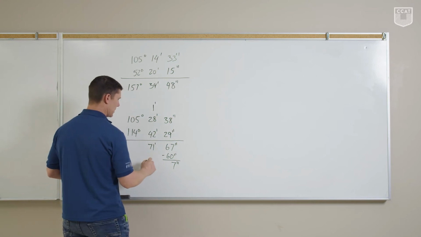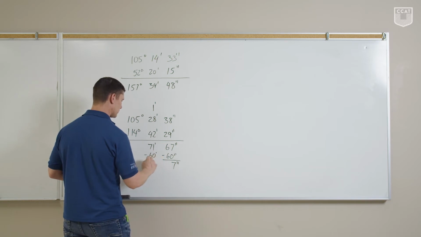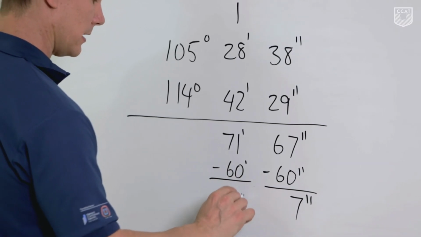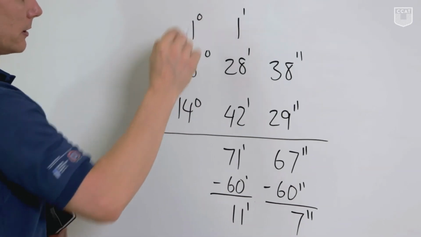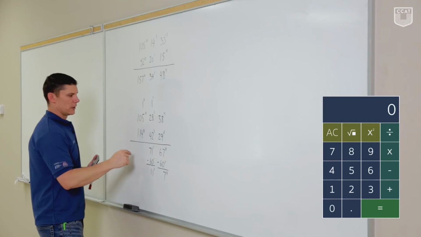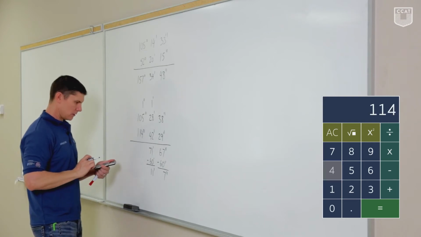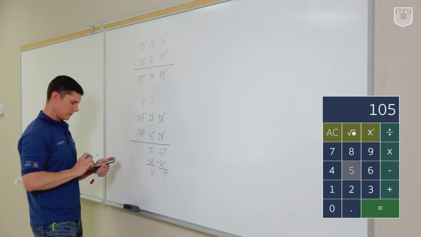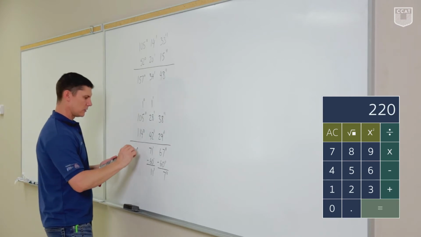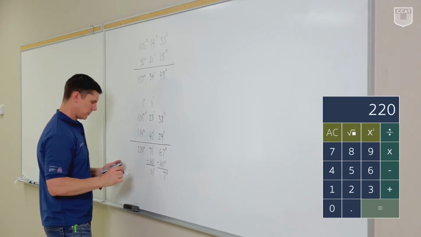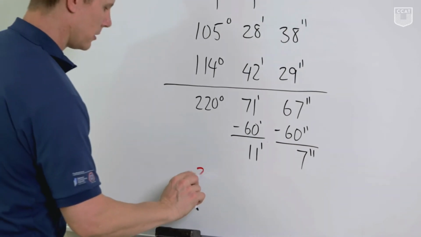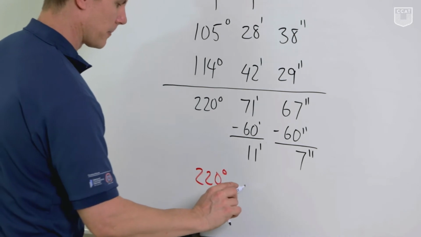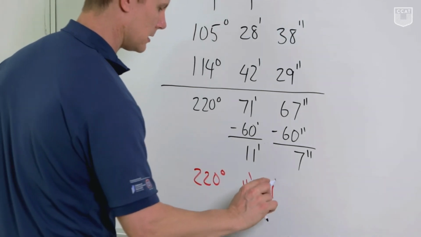So we're going to have to take that full degree out of this one here. So we're going to go minus 60. We're going to end up with 11 minutes. Okay, and that 60 minutes turns into a full degree. Now we're going to go 114 plus 105 plus 1 equals 220 degrees. So our final answer here would be 220 degrees, 11 minutes, and 7 seconds.